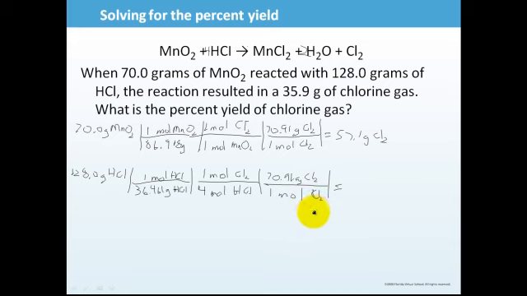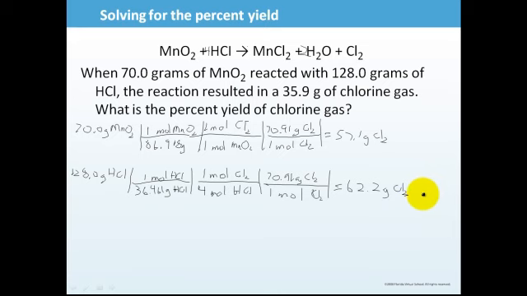Okay, so 128 times 1 divided by 36.461, times 1 divided by 4, and then times 70.91 divided by 1. And that gives us 62.2 grams of Cl2. Sorry, that should be a 2.